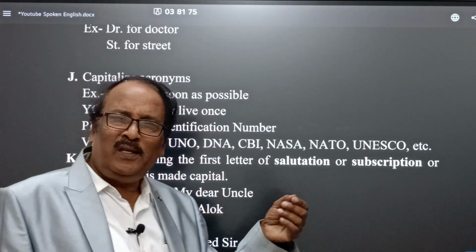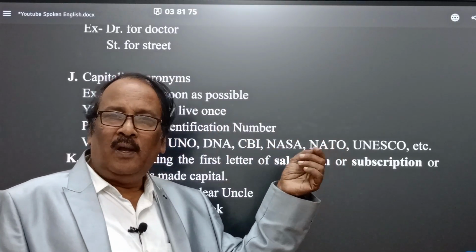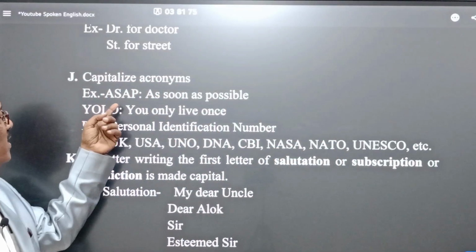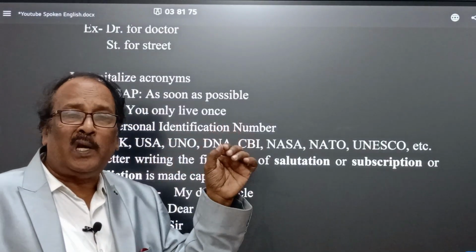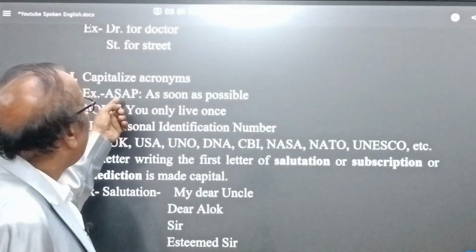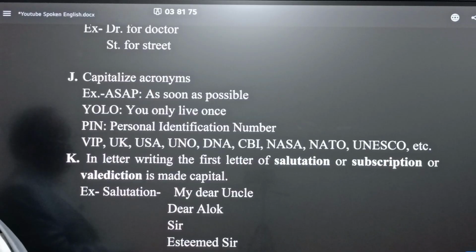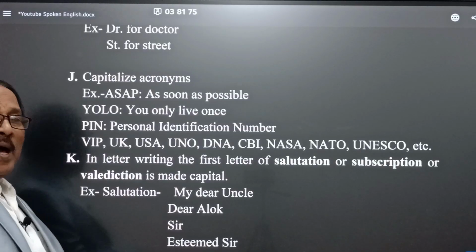ASAP. This is a very short way of writing as soon as possible. As soon as possible, that is ASAP. In short message writing, we can use this, but we should be careful in using capital letters in this case. YOLO: you only live once.